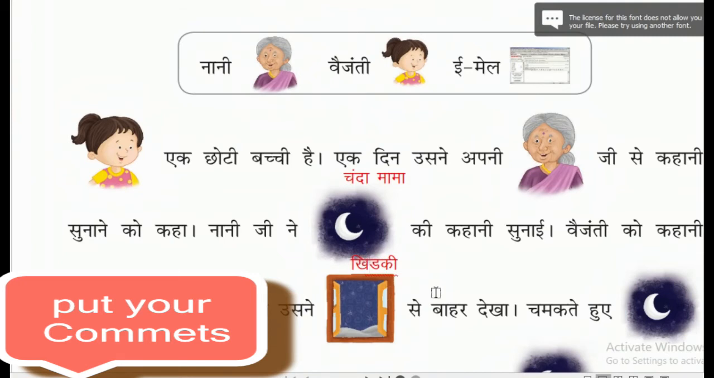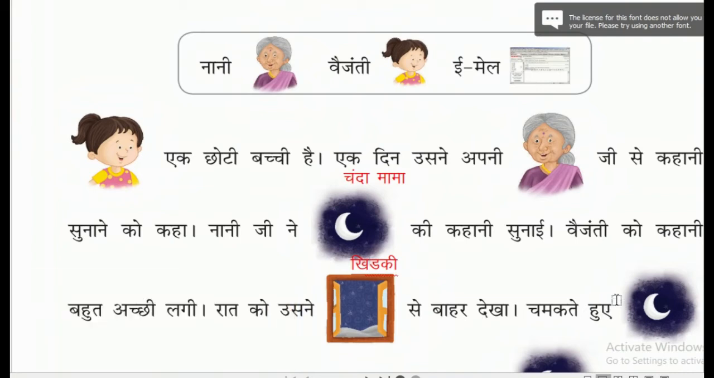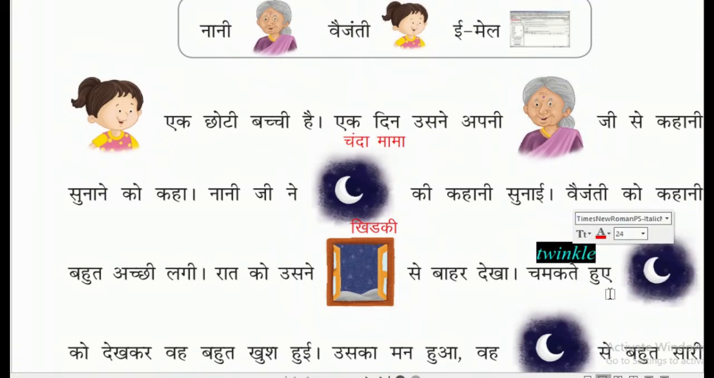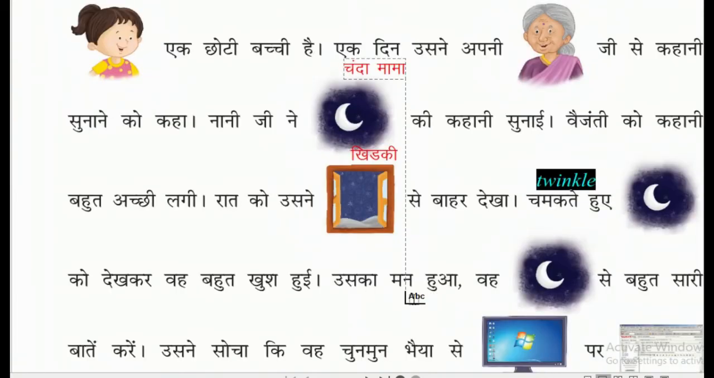Window se bahar dekha. Saamne chanda mama. She saw Chanda Mama, the moon. Saamne chandra ko, chanda mama ko dekha to bahut khush hui. She was very happy when she saw the twinkling, shining moon. Chamakna means twinkle or shine. She felt like talking to Chanda Mama about many things.